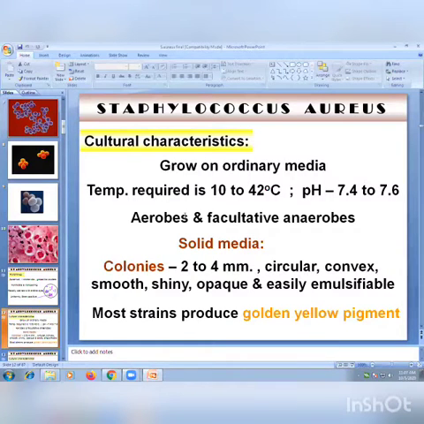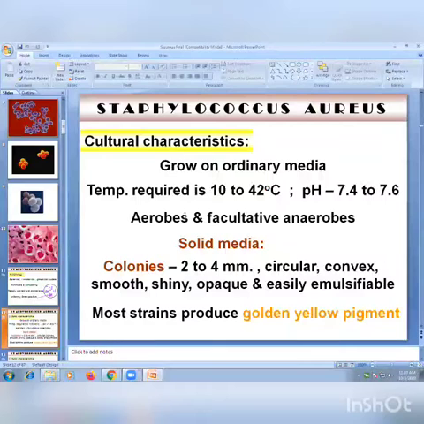These are aerobes. They always grow in the presence of oxygen, or sometimes may grow in the absence of oxygen, so they are facultative anaerobes. The majority of medically important bacteria are from this group, aerobic or facultative anaerobic in nature. After growing on solid media like nutrient agar, colonies develop after overnight incubation, after 24 hours. The colonies are 2 to 4 millimeter in diameter, circular, convex, smooth, shiny, opaque. Opaque means non-transparent, and easily emulsifiable.